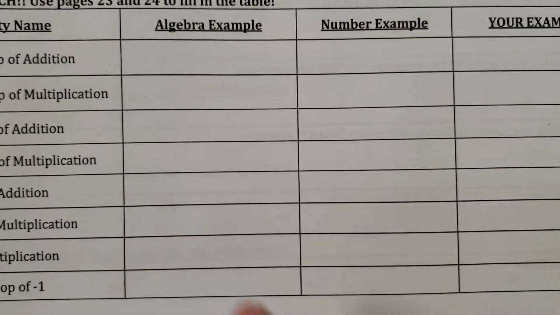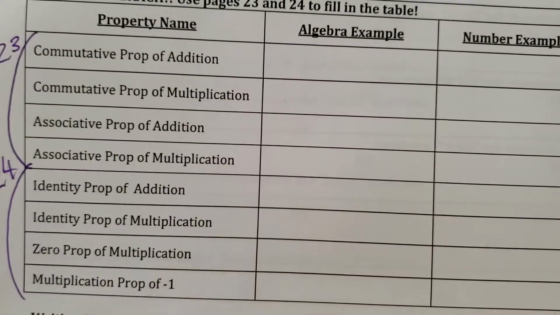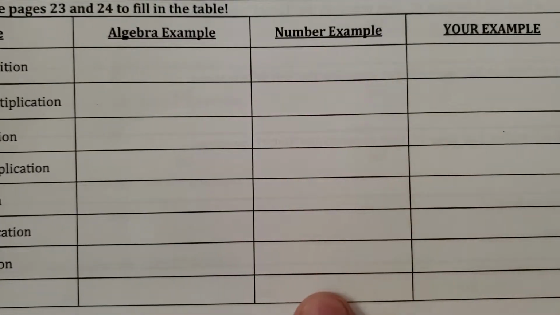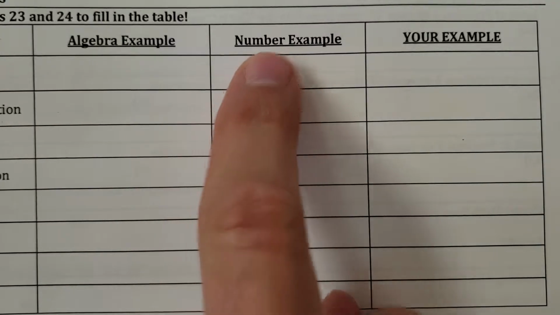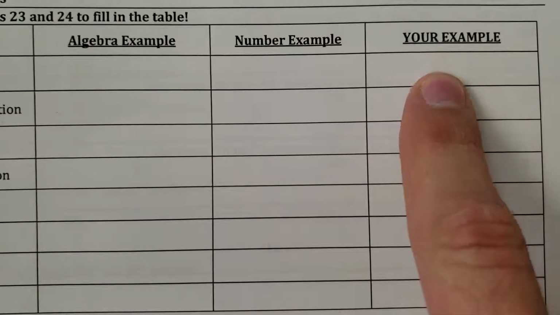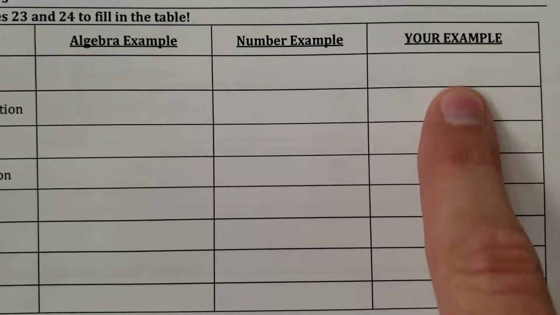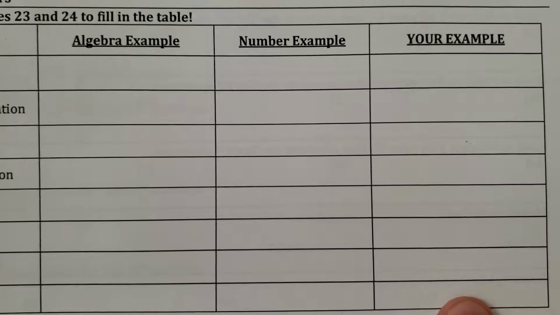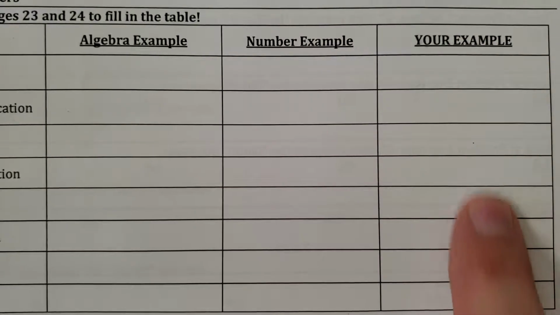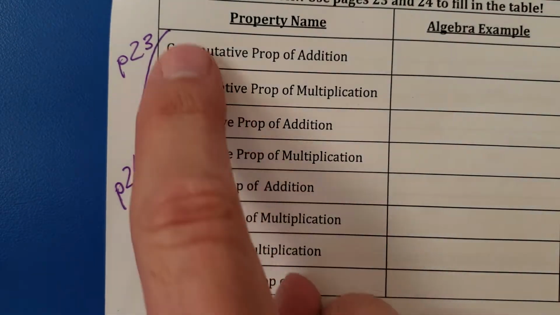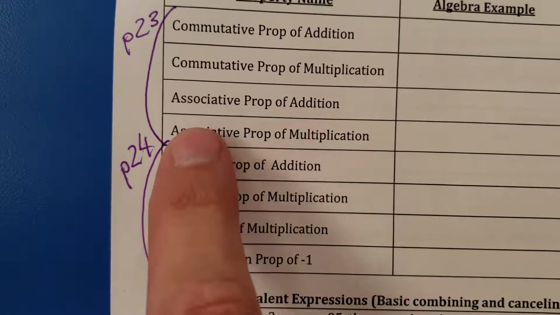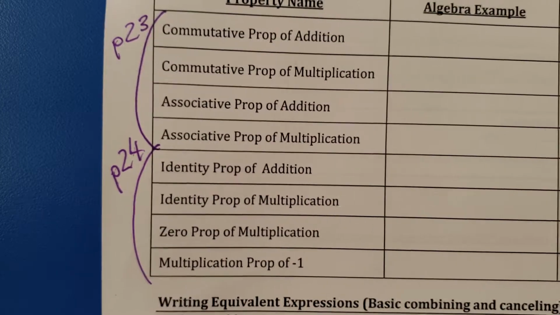Spoiler, all you have to do is find an algebra example, so you can copy that right off of the property and then do a number example. These are all in the book. And then this is your own example. Do your own example right here. You can be fancy, you can be simple, whatever you want. But spoiler, all of these are on page 23. All of those are on page 24.